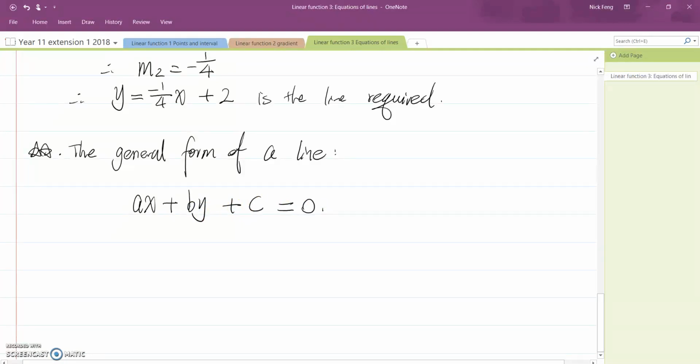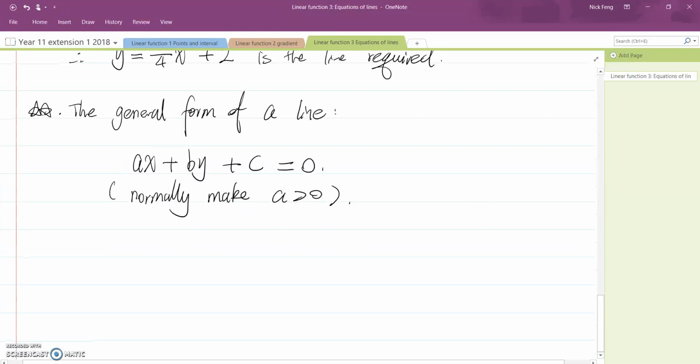Okay, now there's no actual restriction on a, b, c. They all can be positive or negative, but for convenience, as a normal convention, we normally make a positive. Not saying that when a is negative it is wrong, but it makes it easier for us. In other words, we're trying to make the coefficient of x positive. Just a convenient way, but not 100% necessary.